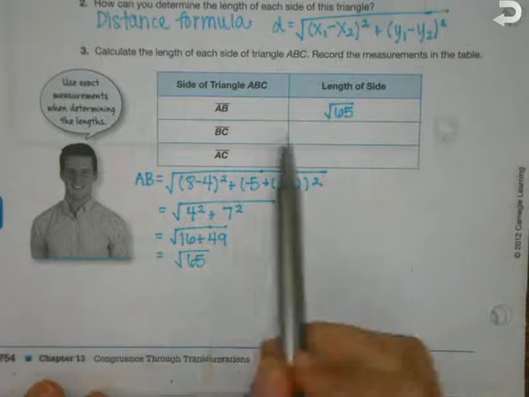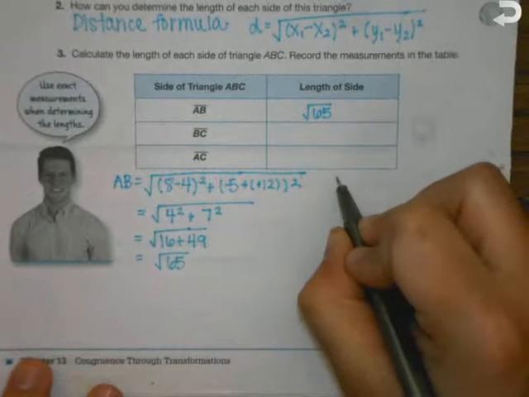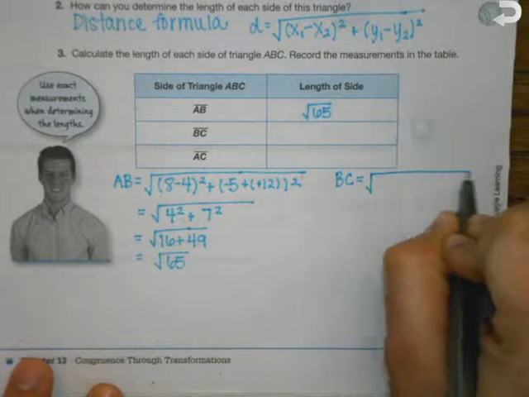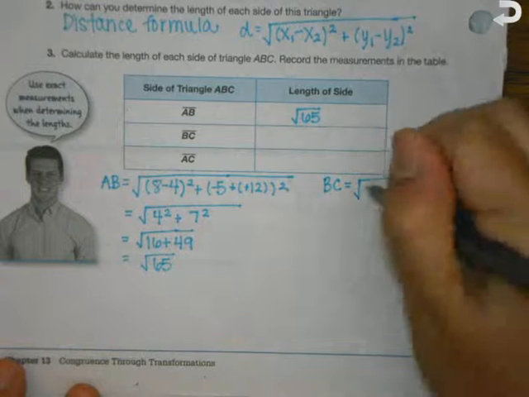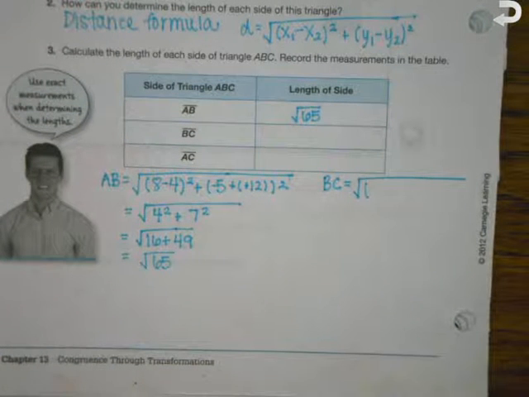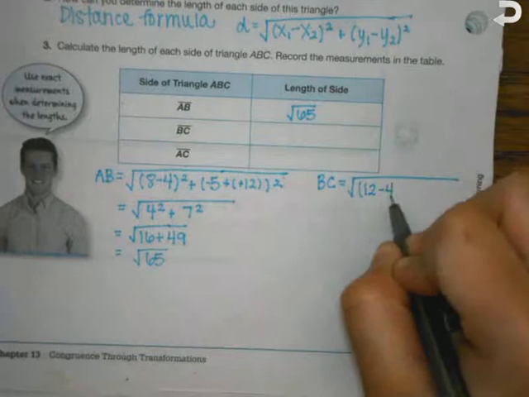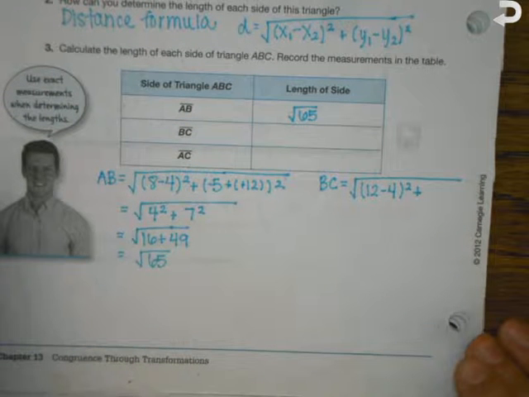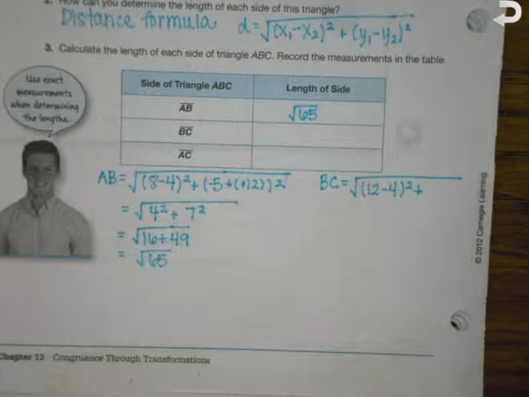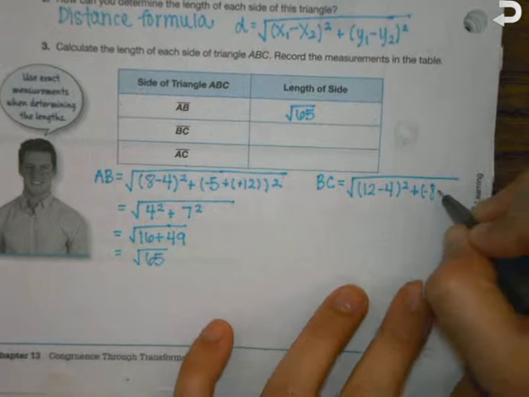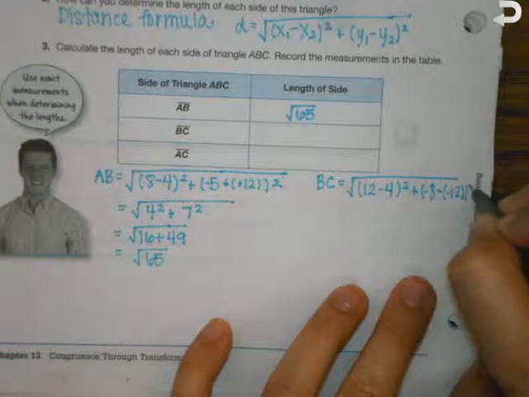Okay, so let's do BC next. Just off to the right, I'm going to do BC equals square root. Okay, guys, so for x1, do you want to use 4 or do you want to use 12? 12. Okay, so that's going to be 12 minus 4 squared plus, since we use 12 as x1, what do we have to use as y1? Negative 8. So that's going to be negative 8 minus negative 12 squared.